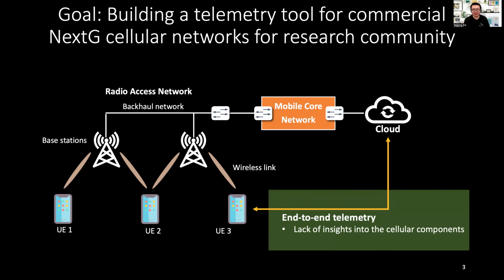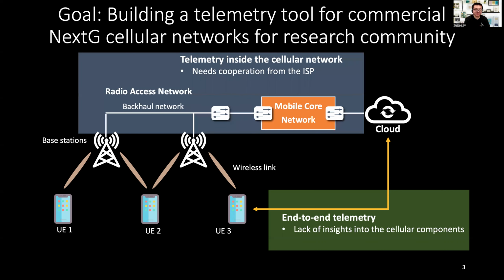We can perform telemetry inside this network from many aspects. First of all, we can conduct end-to-end telemetry by sending data between two ends of the network. By doing so, we can measure packet status like the packet arrival time, packet RTT, and packet loss to infer the network status. But this method treats the network as a black box, so naturally it lacks insight into the cellular component. On the other hand, we can perform telemetry inside the network.